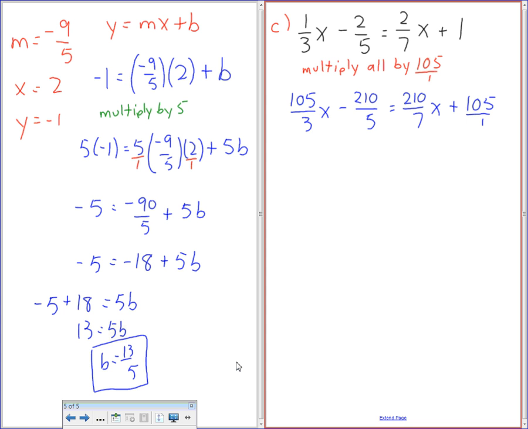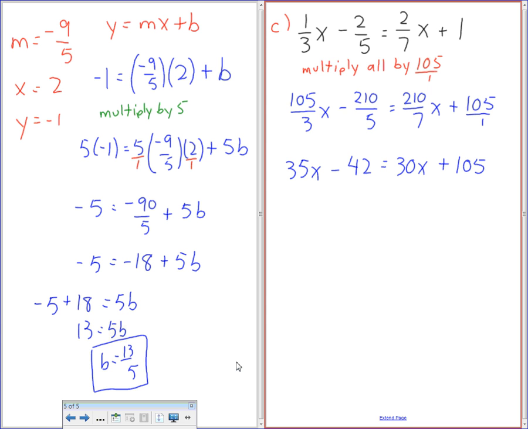Okay, Megan, it's calculator time for you. What's 105 divided by 3, please? 35. Let's keep going. 210 divided by 5 is? 42. 210 divided by 7? Good. And 105 divided by 1 is 105.